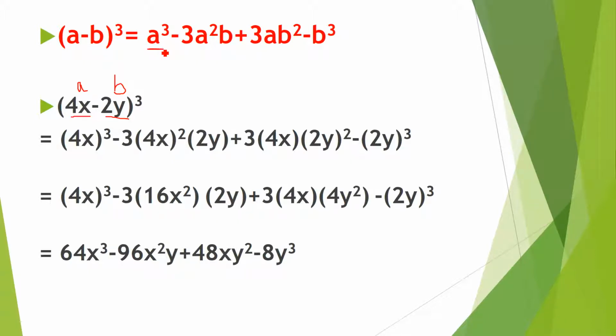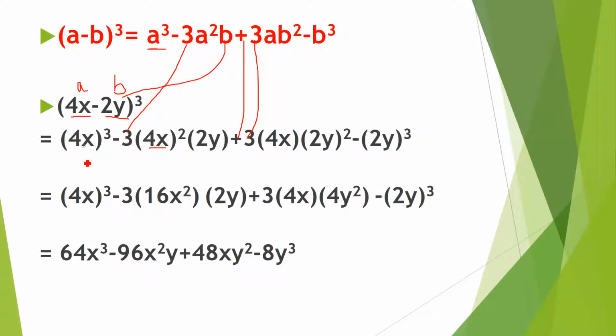So first is a cube. So what is a? You have 4x. So make the cube, 4x whole cube, minus 3, this one, and then a square. What you have instead of a? 4x. But you have to make the square because this is square. So 4x whole square, and then b. b is alone, 2y. We do not have any square or cube. And then come here plus sign, and then 3, and then a. Instead of a you have 4x, right? No square, so just write down 4x. b square, 2y squared, and then b cube, so 2y cube, right?